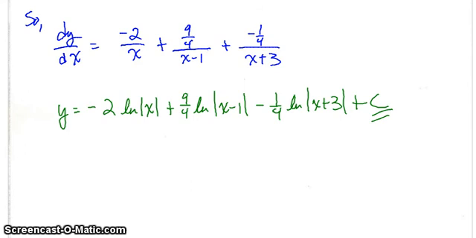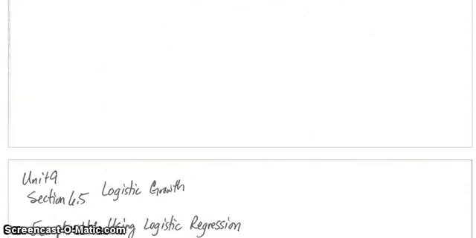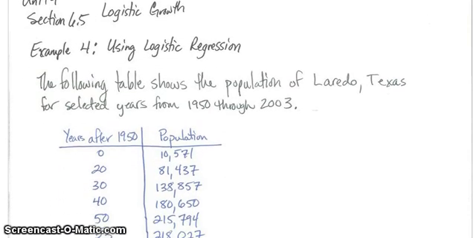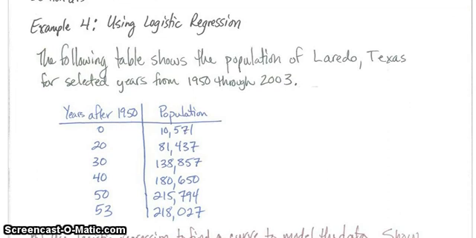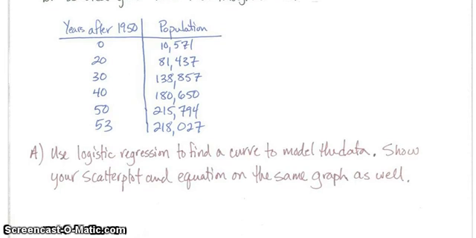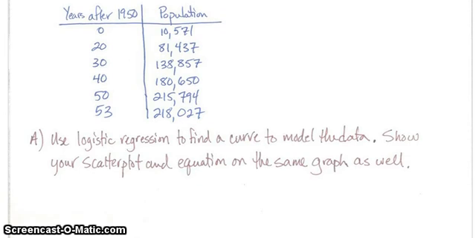All right, next up, logistic growth using logistic regression. The following table shows the population of Laredo, Texas for selected years from 1950 through 2003. All right, so we have this value, got our setup, and for A it says use logistic regression to find a curve to model the data. Show your scatter plot and equation on the same graph as well.